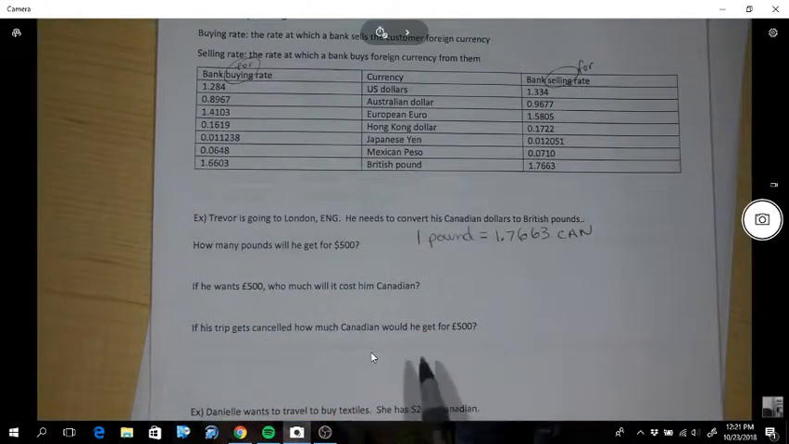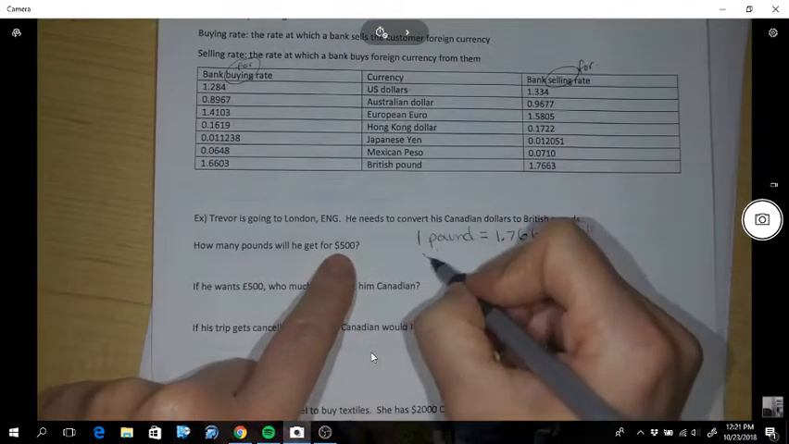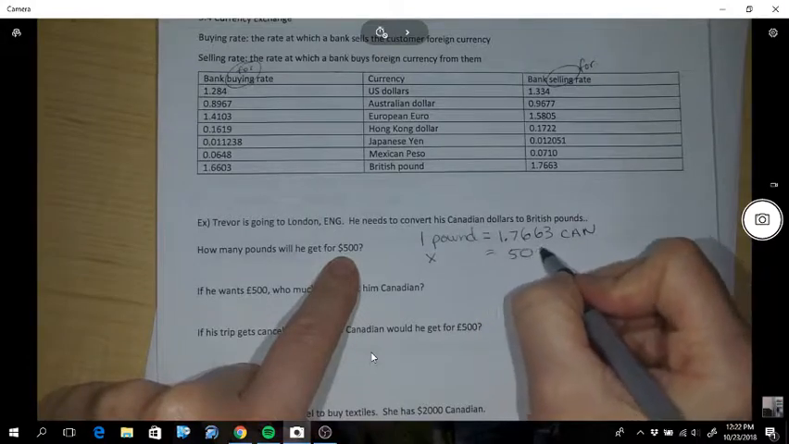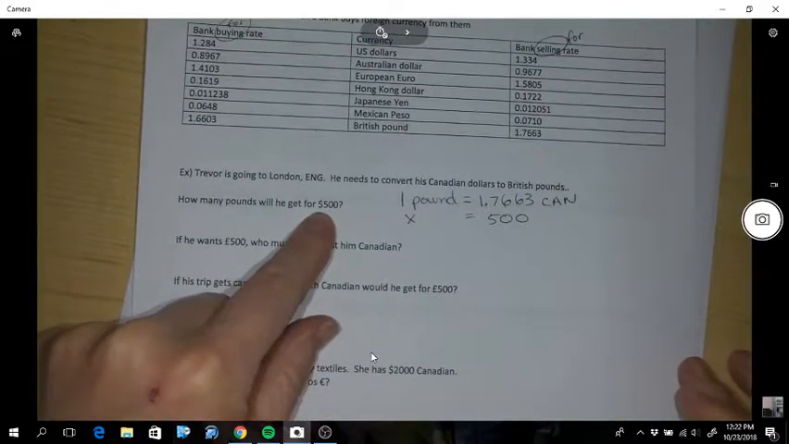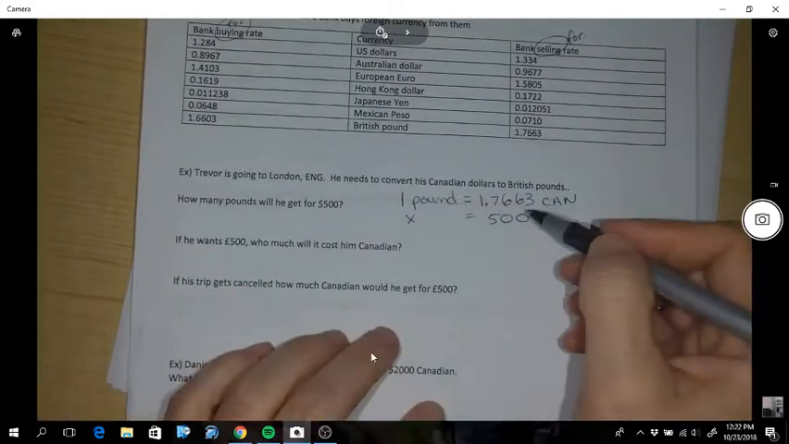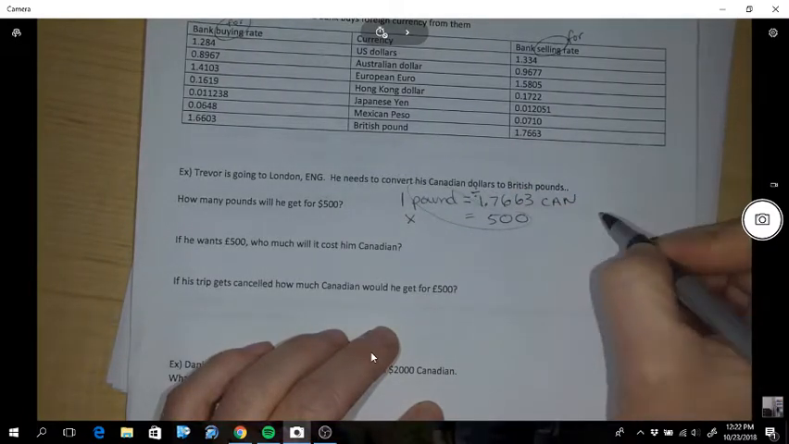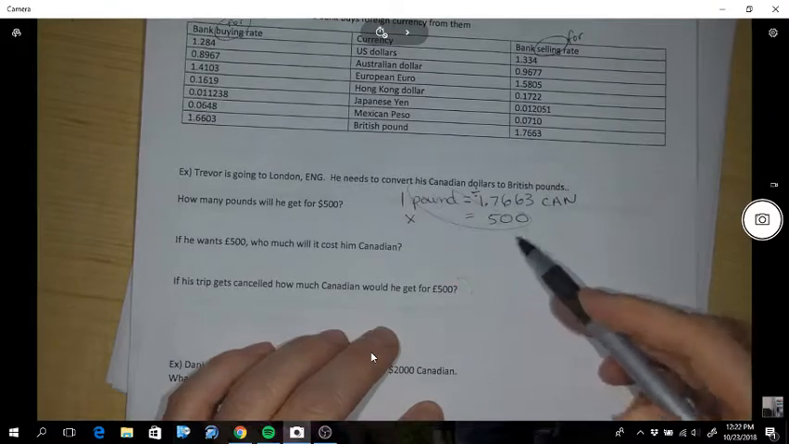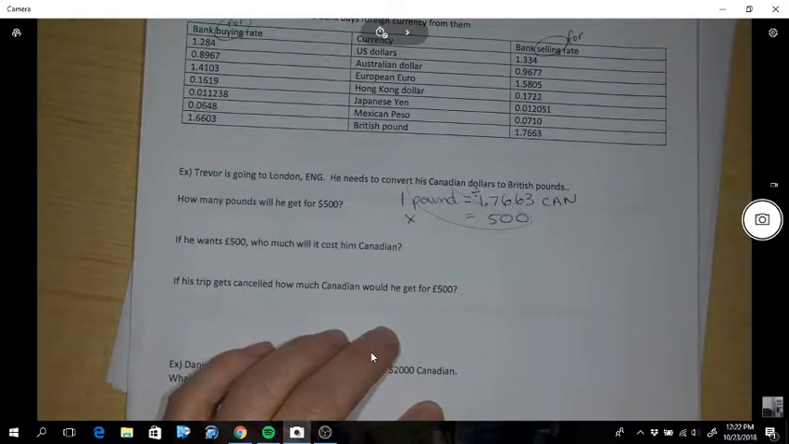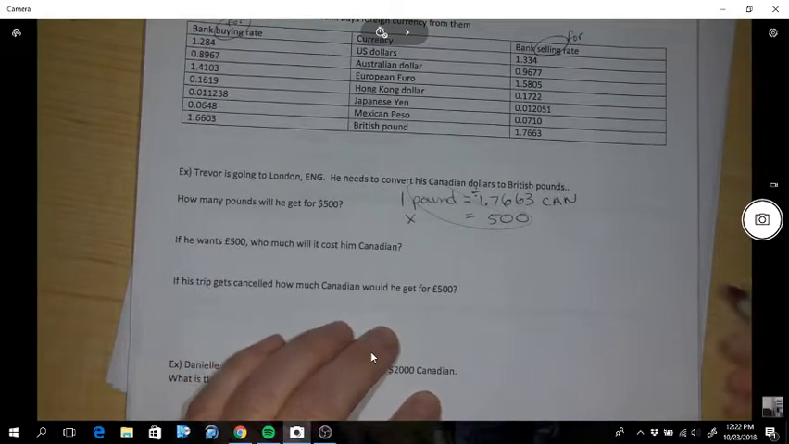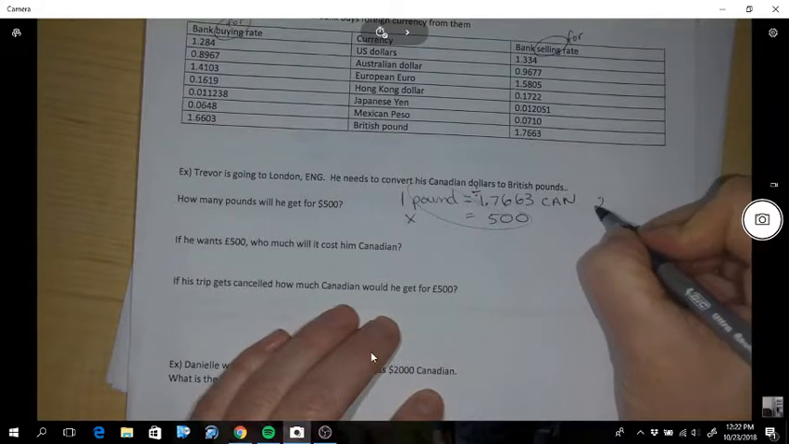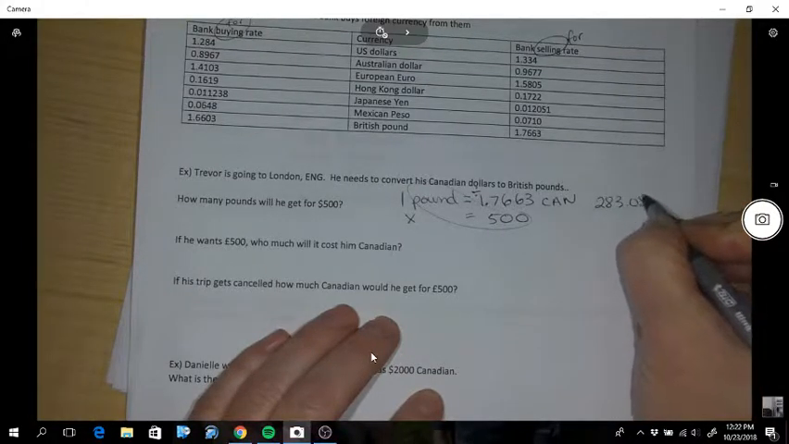Okay, and then we want to know how many pounds he would get for 500 Canadian. So this would mean you would multiply and divide. So cross multiply, divide by 1.7663, and you get 283.08 pounds.